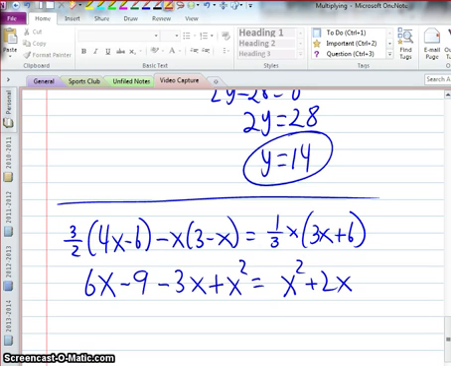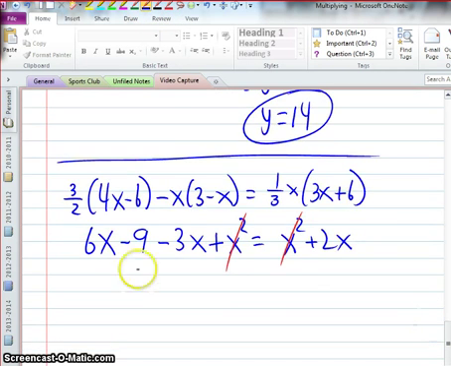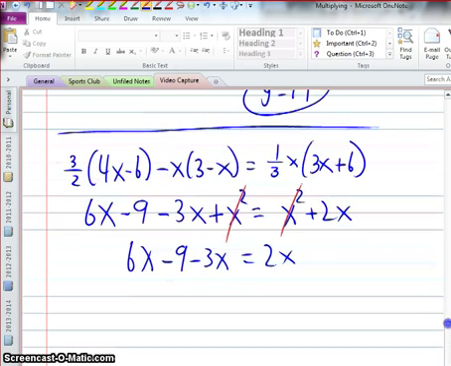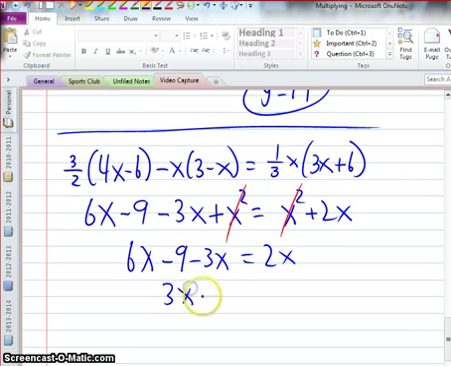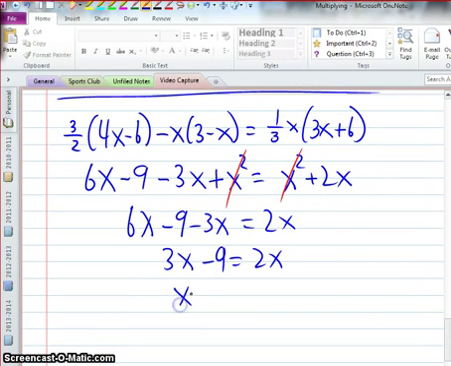Again, like the previous problem, the x squared terms on each side of the equation cancel. So I've got 6x minus 9 minus 3x is equal to 2x. Combining like terms on the same side of the equation, bringing all my variables to one side, and finally getting the constant to the other side of the equation.